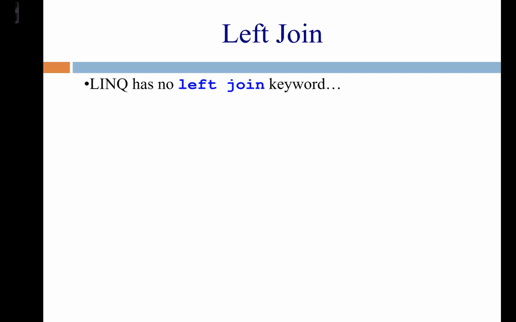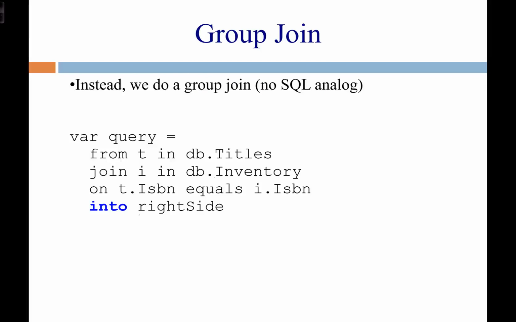The problem is LINQ doesn't have a left join keyword, so we use something called a group join in LINQ. It doesn't use the group join keyword or anything, it uses the into keyword. And the way it works is it creates this new temporary data source. So I'm saying titles join inventory on ISBN equals ISBN, kind of just like a natural join, but I am temporarily putting that into something called right side. And I've renamed it from what the old slide said. I think the old slide said tjoin I or something.